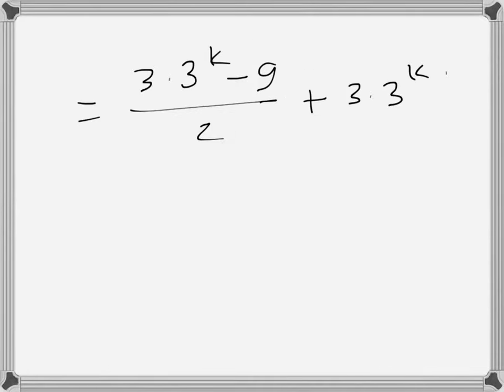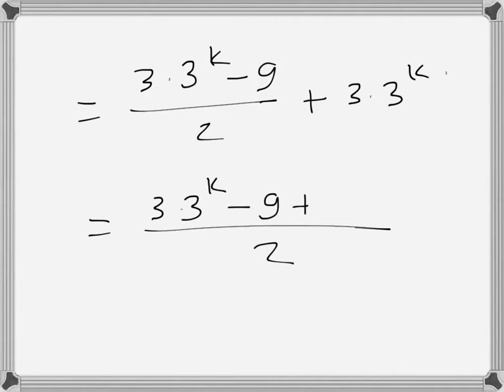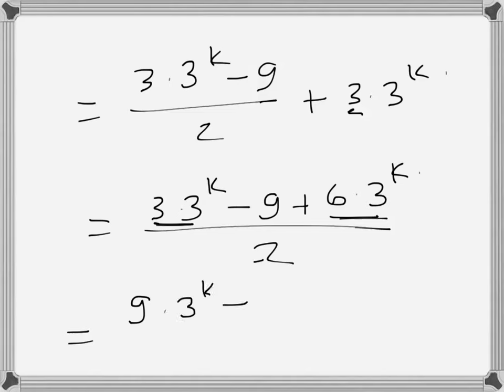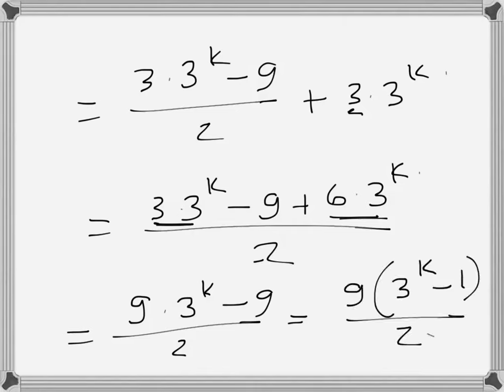Now I will just do the addition. It will be 3 times 3 to the power k minus 9, plus 3 times 2, which becomes 6, times 3 to the power k. So we have 3 times 3 to the power k plus 6 times 3 to the power k. So we can write 9 times 3 to the power k minus 9, over 2. Now if I take the 9 out, it is 9 times 3 to the power k minus 1, over 2. So this is my left hand side now.